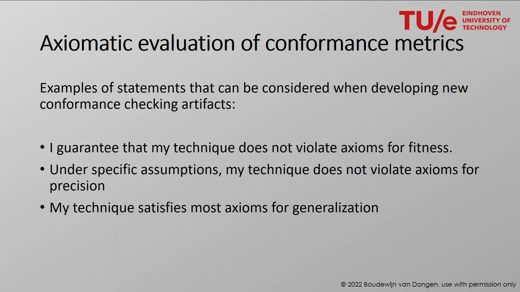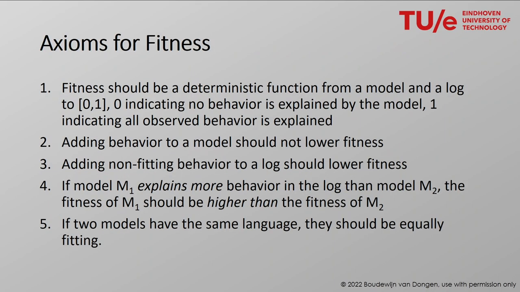I don't have the time to go into detail on all of them, but I want to mention those for fitness, because those I think we can all agree on. Fitness should be between 0 and 1. That's easy. If we add behavior to the model, fitness should not go down. For a given log and a given model, if I'm adding behavior to the model, fitness should not go down. In the best case, I'm adding behavior to the model that's not in the log, so fitness should stay the same. In the worst case, I'm adding behavior that I already observed, so fitness should go up.